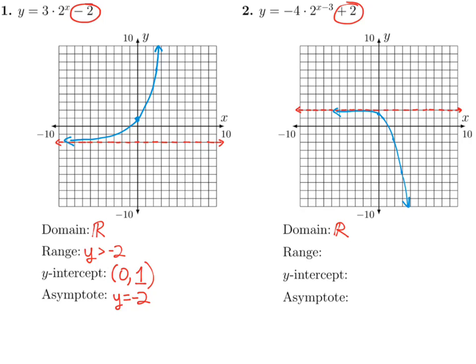So the domain is all real numbers. The range is all the numbers below that asymptote at 2. The y-intercept is 0, 1.5. And the asymptote is y equals 2. All right, that's all for the exponential growth part.